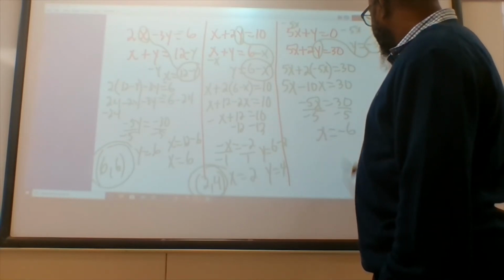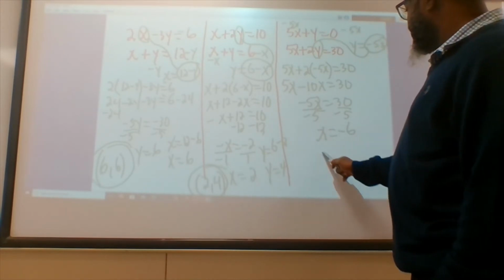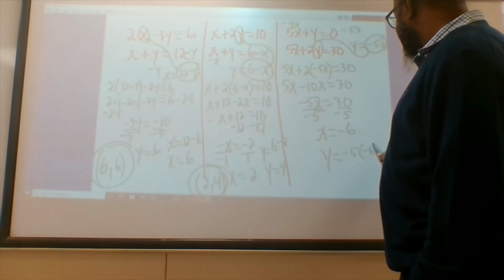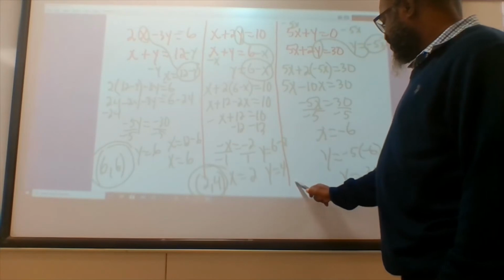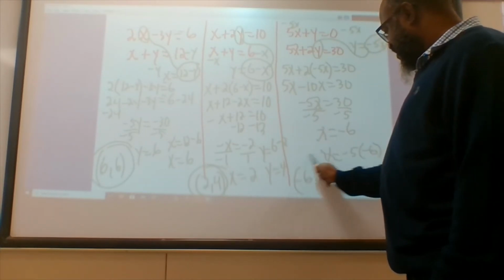So I can come here, replace it here. I will have y is equal to negative 5 times negative 6. In this case, y is 30. My solution is negative 6, 30. And this is the solution to that system.